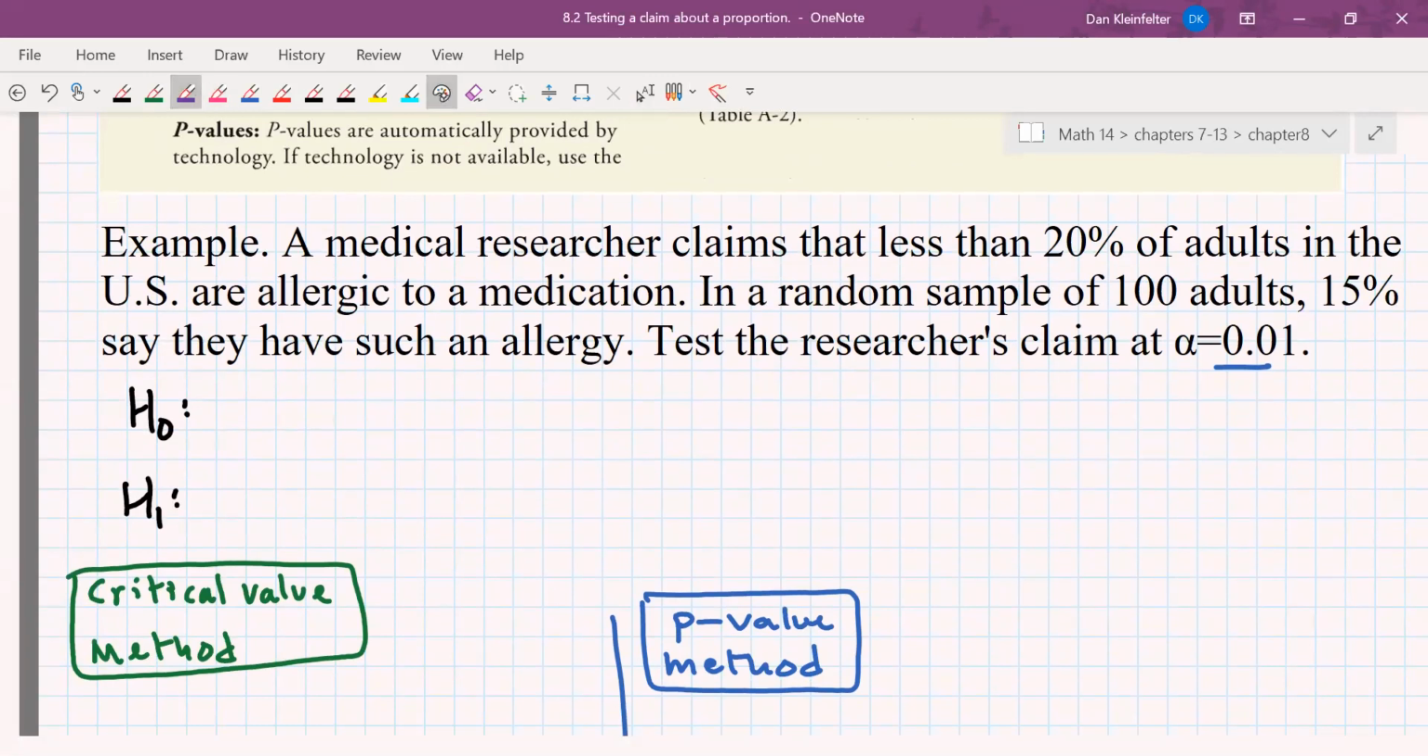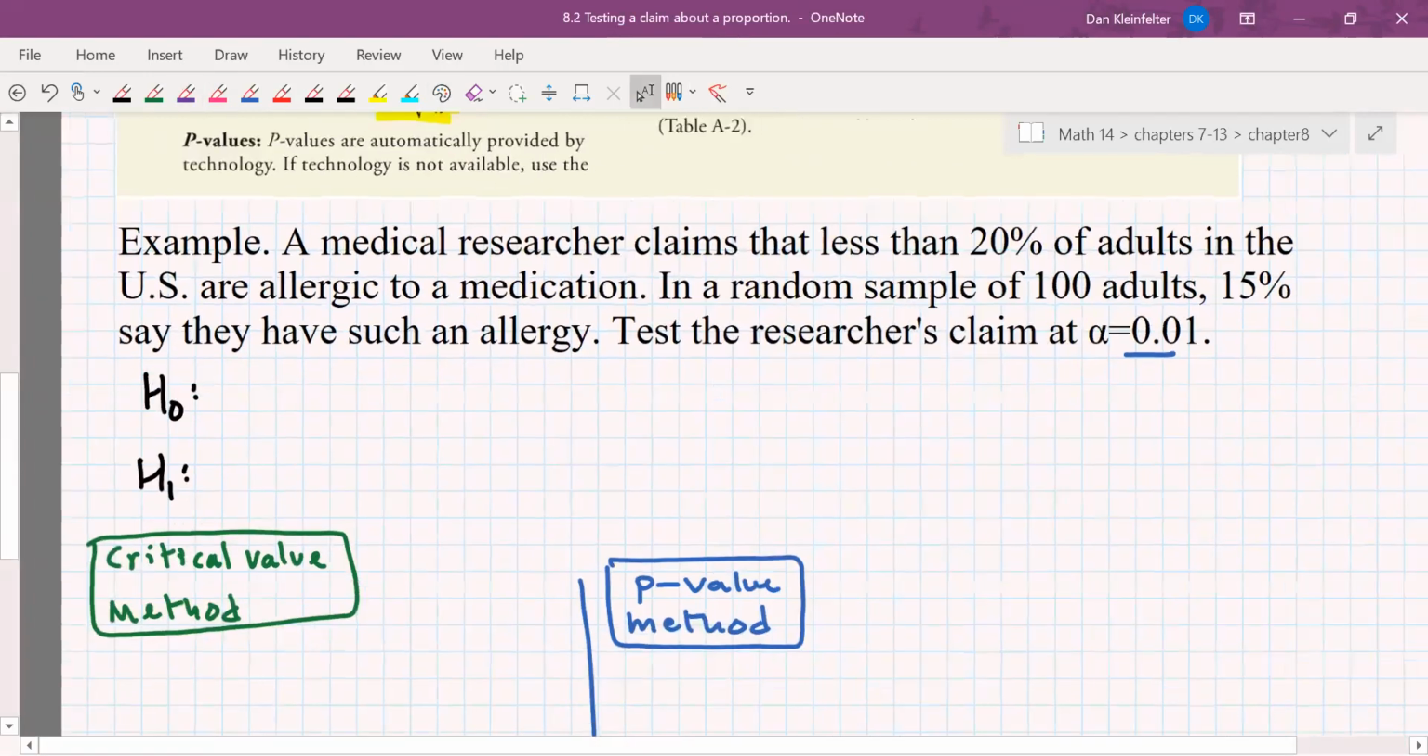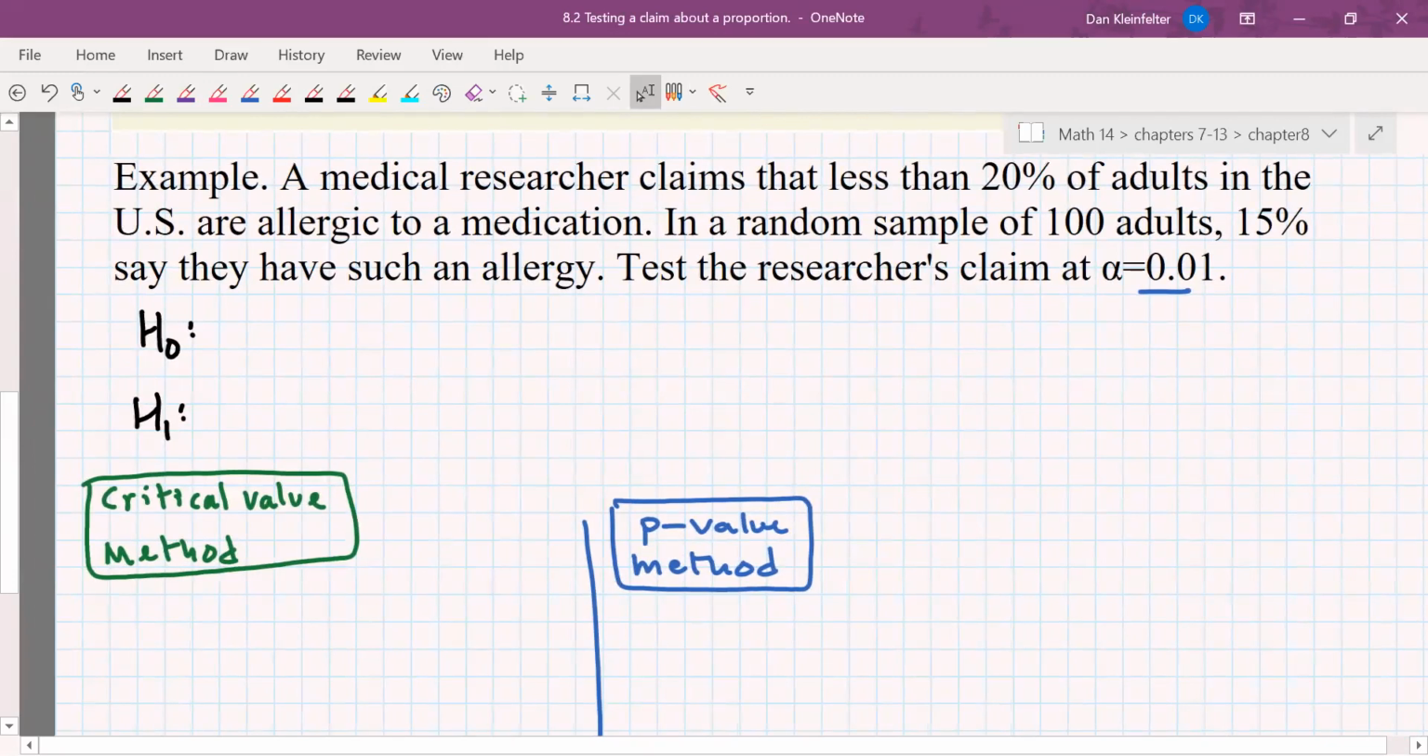So here it says a medical researcher claims that less than 20% of adults in the US are allergic to a medication. In a random sample of 100 adults, 15% say they have such an allergy. We're to test the researcher's claim at an alpha level of 0.01. So first of all, we'll need the hypotheses. The claim is that less than 20% of adults have this allergy, so P will be less than 0.20. Our null hypothesis always contains the equality, so P will be equal to 0.20.